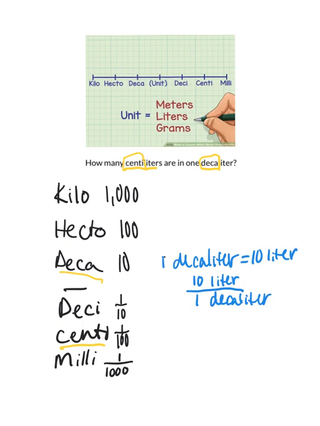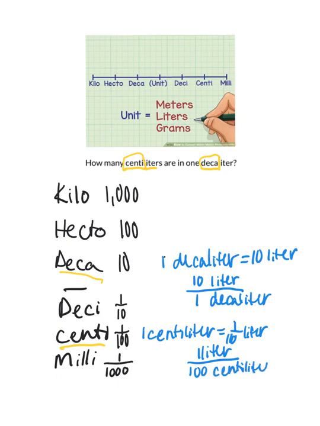For centi, 1 centiliter is equal to 1/100th of a liter. If you want to write it as the ratio, 1 liter would be equal to 100 centiliters. And now that we have these ratios set up, we can do some math.